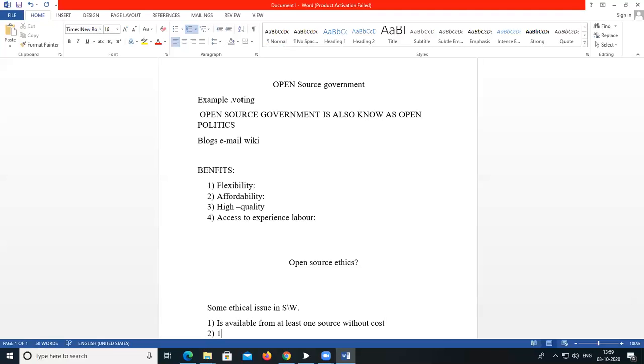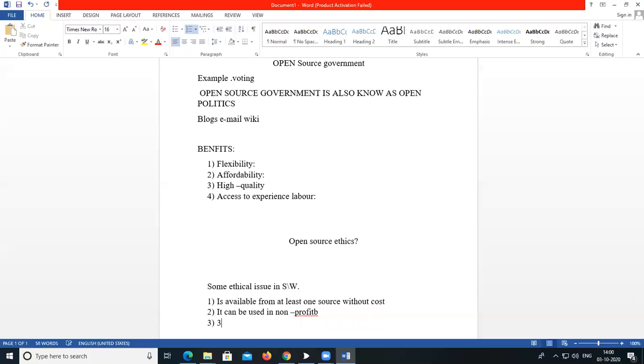Then the second is it can be used in non-profit, as well as commercial development. Okay, non-profit as well as commercial development.